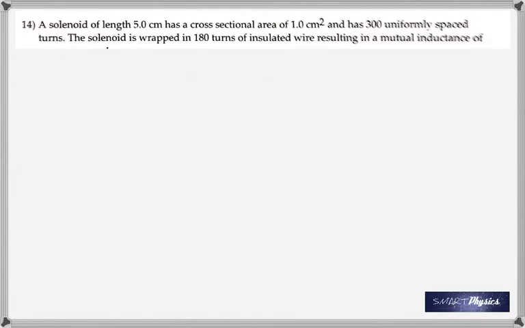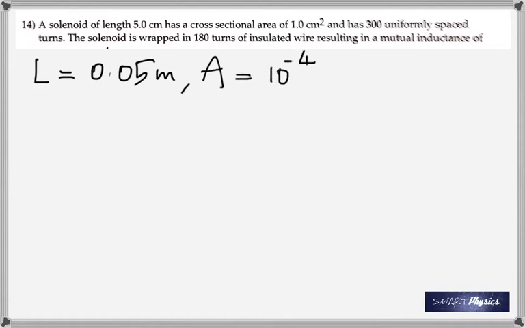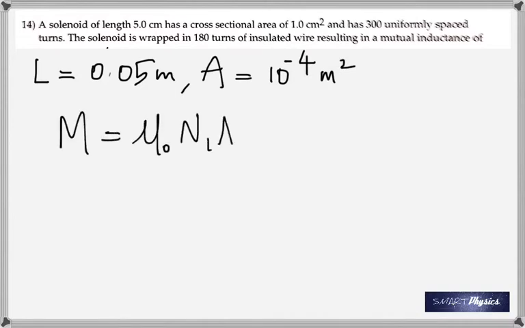A solenoid of length 5 centimeter has a cross-sectional area given and 300 turns, and over this solenoid you have a secondary winding of 180 turns. Okay, so what's the mutual inductance? Now that's the length given, it has to be in meters, and the area is in centimeters squared, that has to be in meters squared. Okay, and mutual inductance is given by mu naught N1 times N2 times the area of cross section by the length.